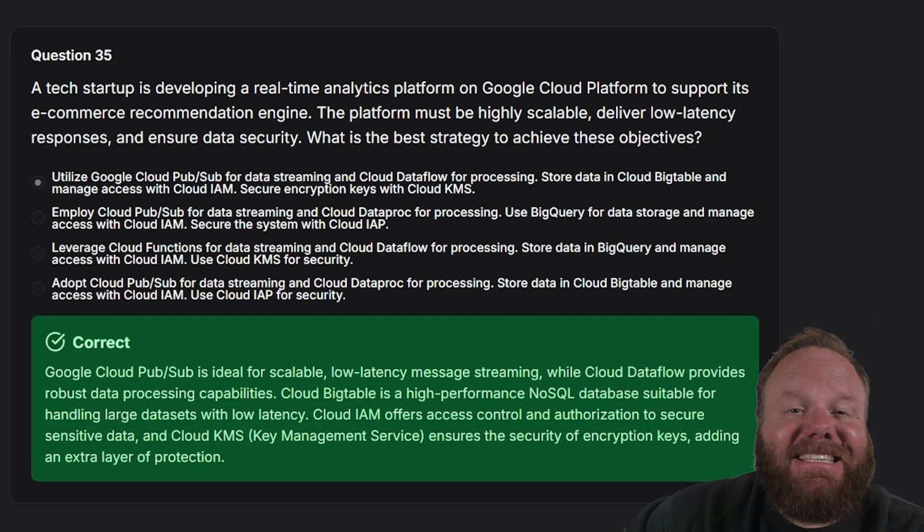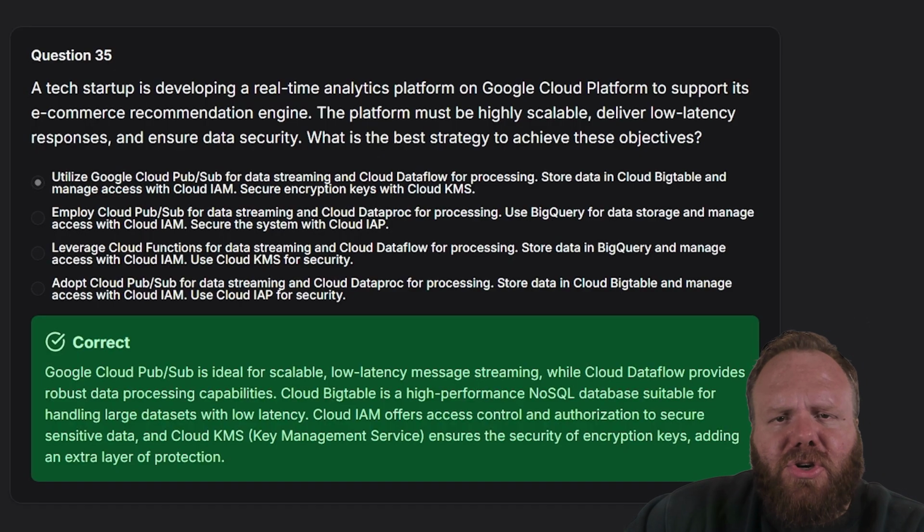The answer here is A, because the solution described in that answer builds a highly secure, high-performance system. Pub/Sub handles the data streaming, Dataflow processes the data, and then Cloud Bigtable stores the large data sets for low-latency lookups. Cloud IAM ensures that only authorized users can access the data, and Cloud KMS securely manages the encryption keys.